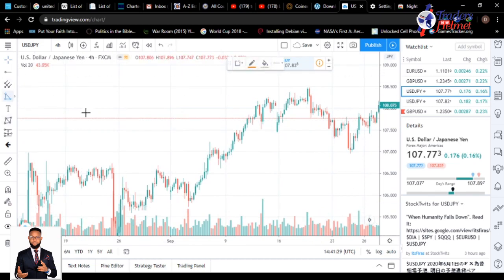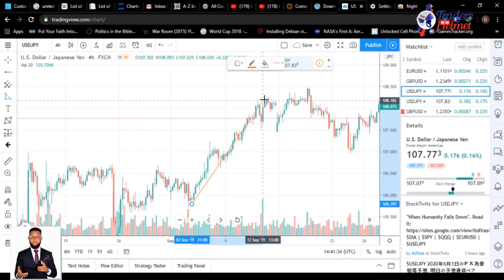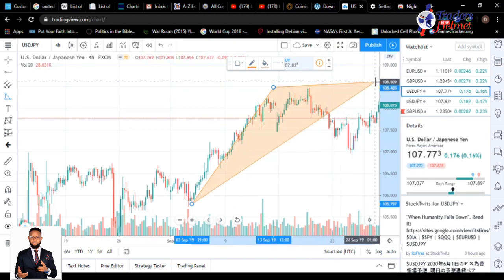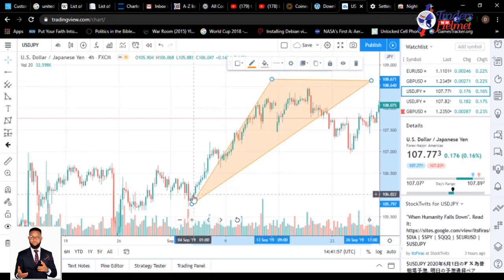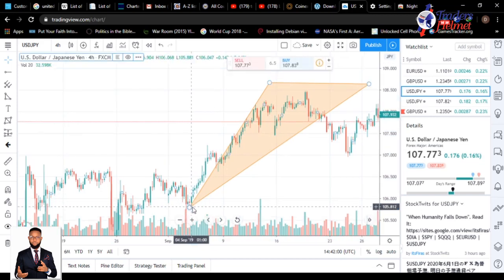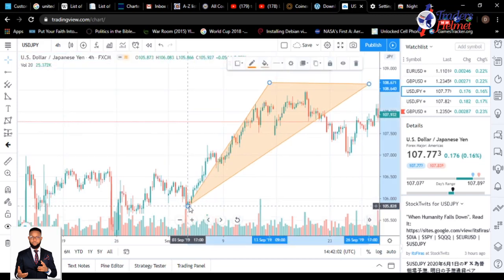Alright, so once you've spotted an uptrend, this is your impulse, and then you have your first correction. Your impulse and your first correction. You can raise this up. This is the starting of your impulse, right? This is the starting of the impulse.